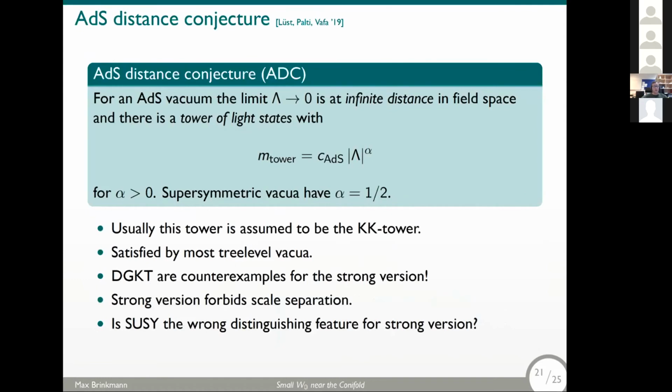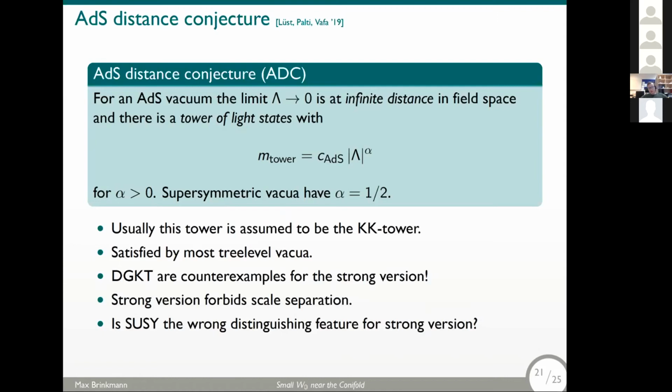The AdS distance conjecture, let me just quickly state it. For an AdS vacuum, the limit of vanishing cosmological constant is at infinite distance in field space, and there is a tower of light states that appears in this limit, whose characteristic mass is given by the cosmological constant to some power alpha. And a stronger version of this conjecture states that supersymmetric vacua should have alpha equals 1/2.